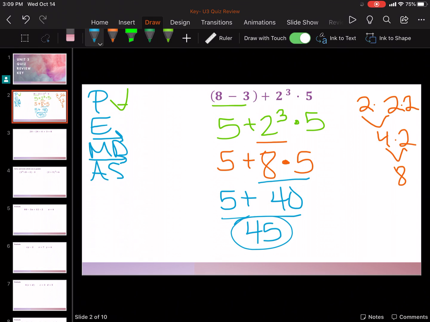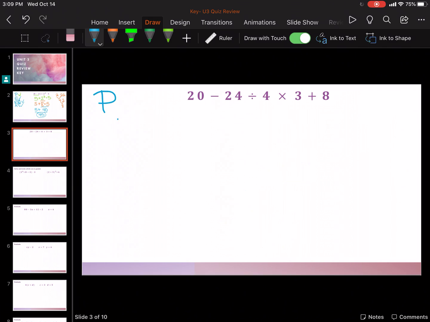Okay, so we subtracted. 8 minus 3 is 5. 2 times 2 times 2 is 8. 8 times 5 is 40, plus 5 is 45. We did our exponent, we multiplied, and then we added and subtracted. Please excuse my dear Aunt Sally.